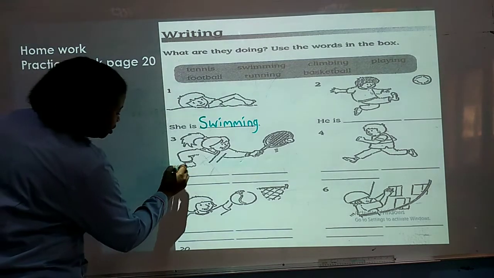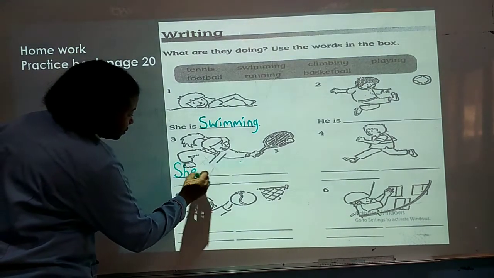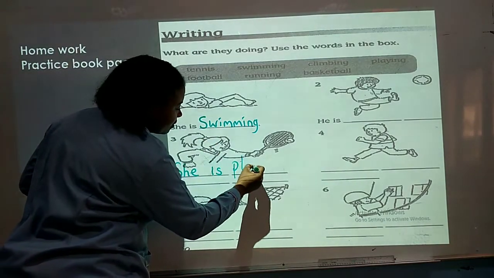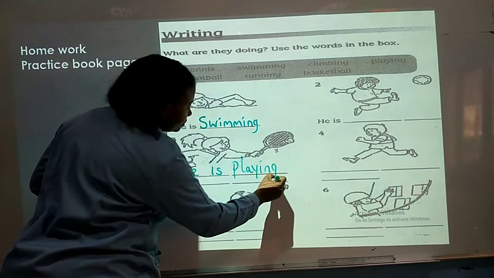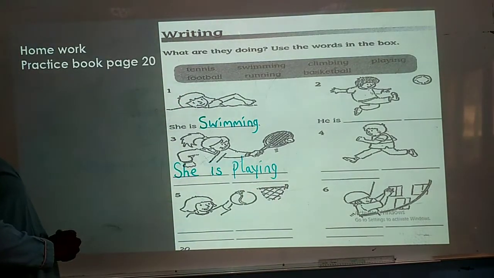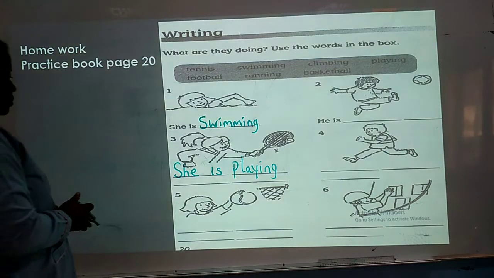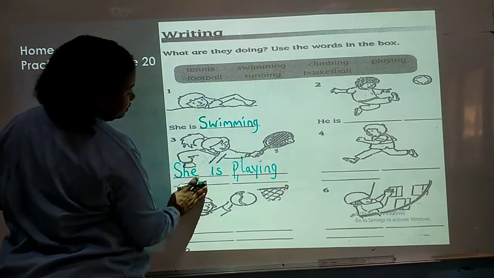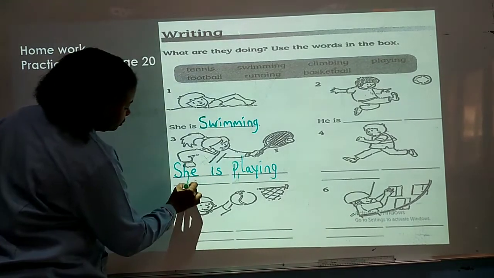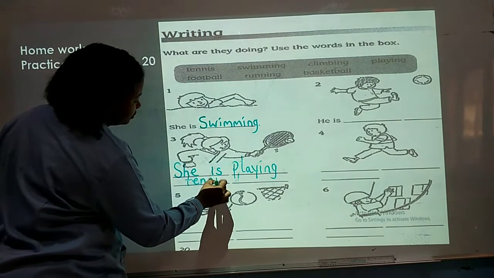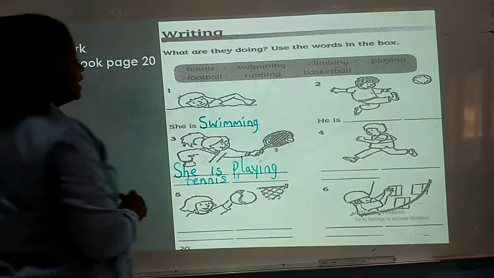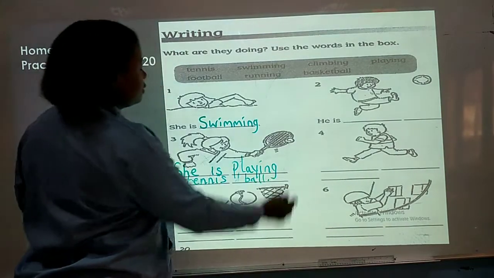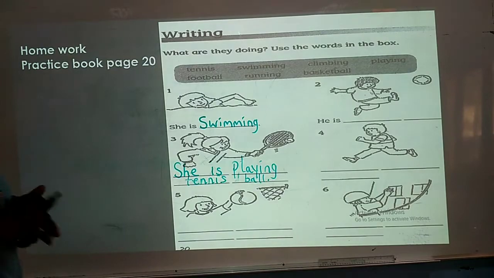Then you now write, she is playing. Okay, what is she playing? She is playing, she is playing tennis ball. She is playing tennis ball. Full stop. Okay, so this is what you're going to do.